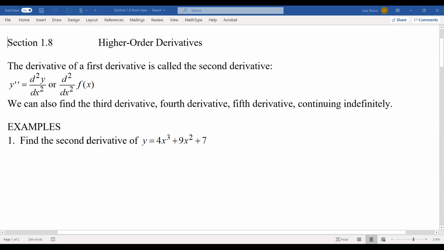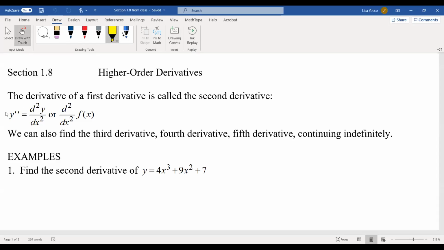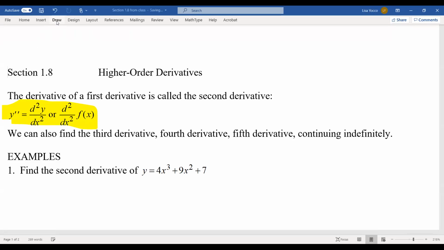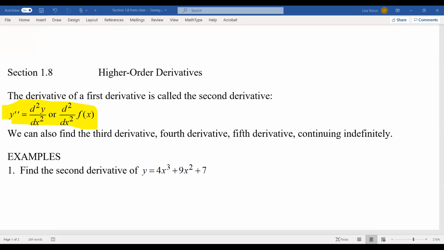All right, so notice the notation. You can have that double prime, y double prime, or the second one, that's the second derivative of y with respect to x. And the third notation will be the second derivative of f of x with respect to x. Even though it's got that dx squared, looks like a square, it really stands for second derivative.